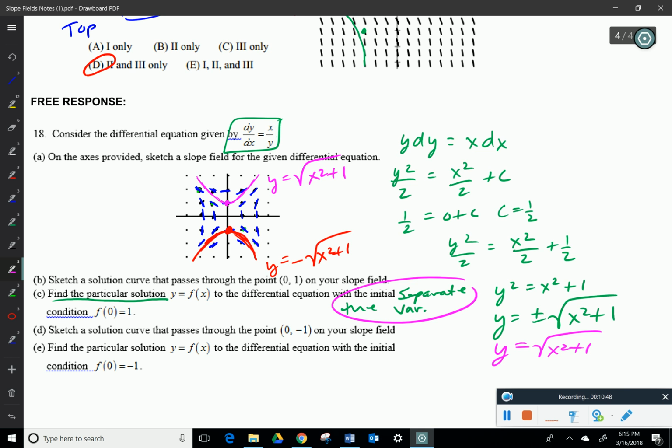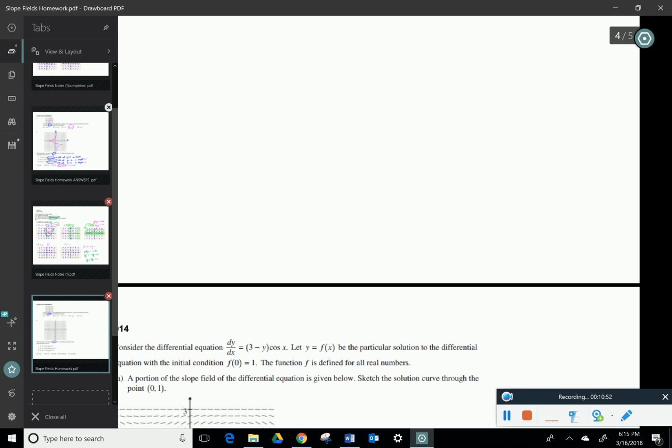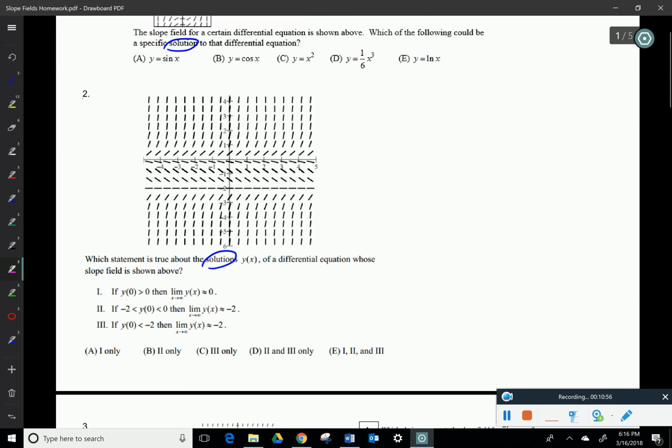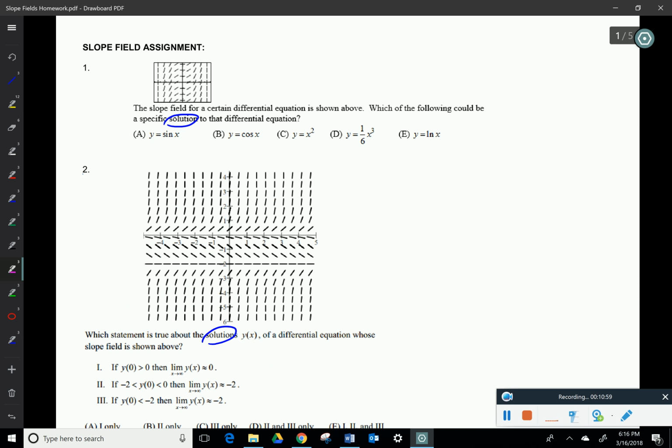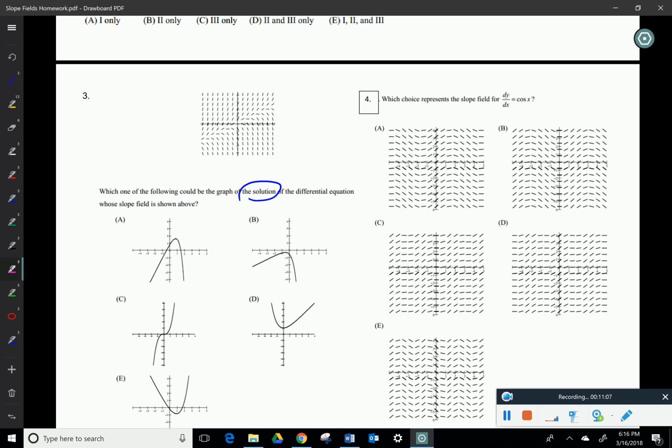So if you look at the homework now, the rest of the homework, you still have a couple of multiple choice up here, and notice the first ones, number 1 and number 2: find the solution, right? We're talking about solution curve. That's what we just talked about. Number 3, also solution curve. That's what we just talked about. Number 4 actually can go either way.